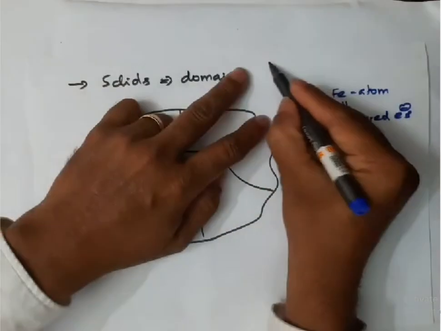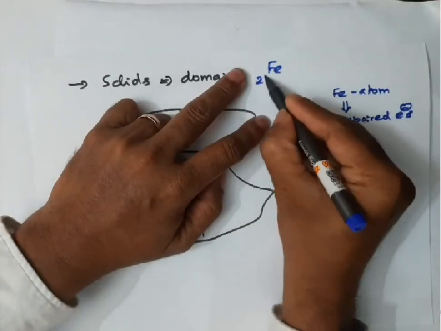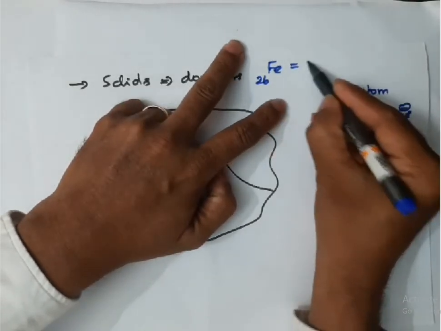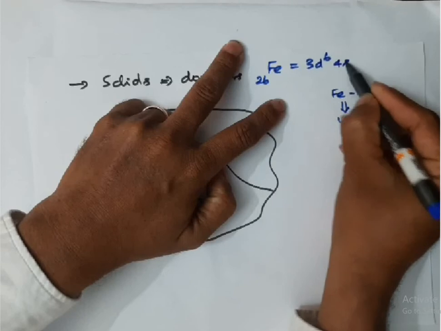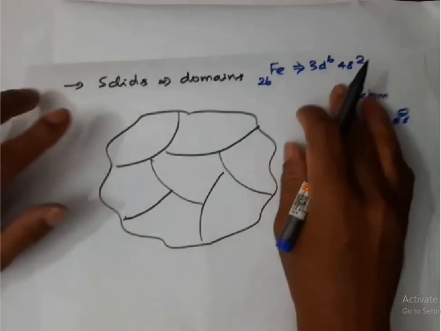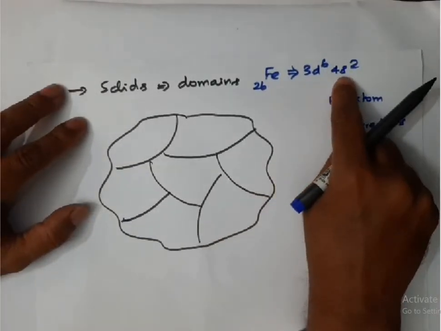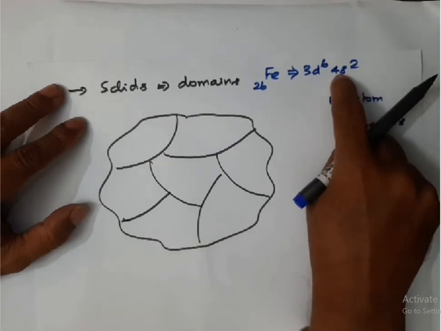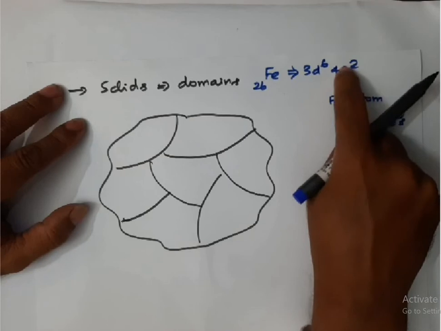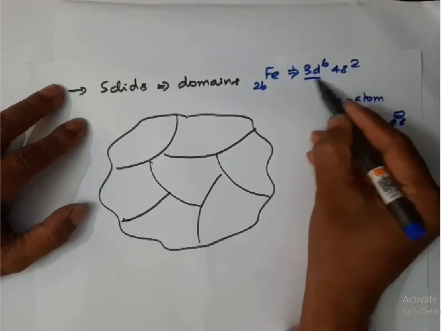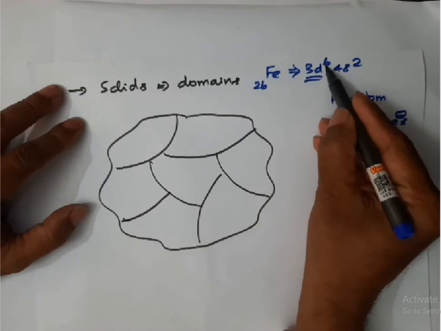For iron, you know very well the atomic number is 26. So the outer electronic configuration is 3d6 4s2. You all know that the s subshell maximum capacity is 2. So in the s subshell we have 2 electrons, and these 2 electrons should be paired. In the d subshell you can place a maximum of 10 electrons, but now we have only 6.